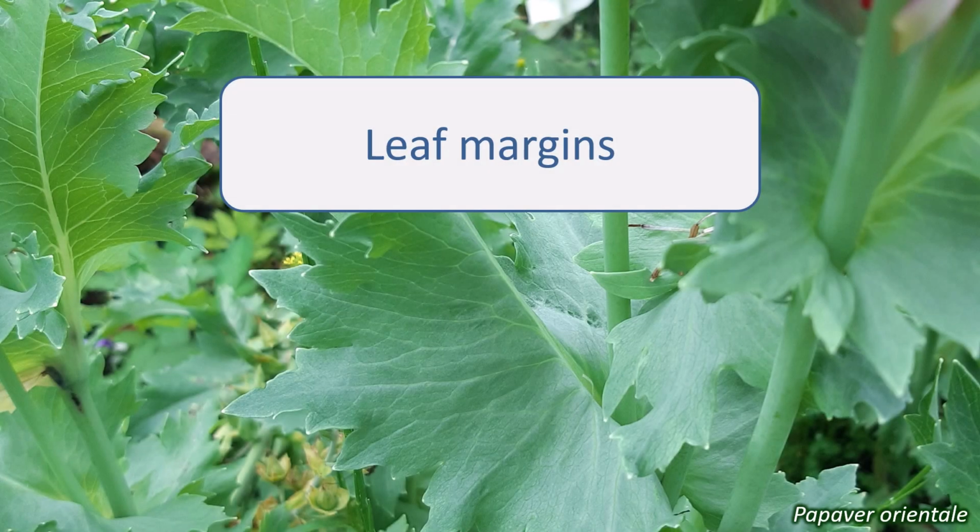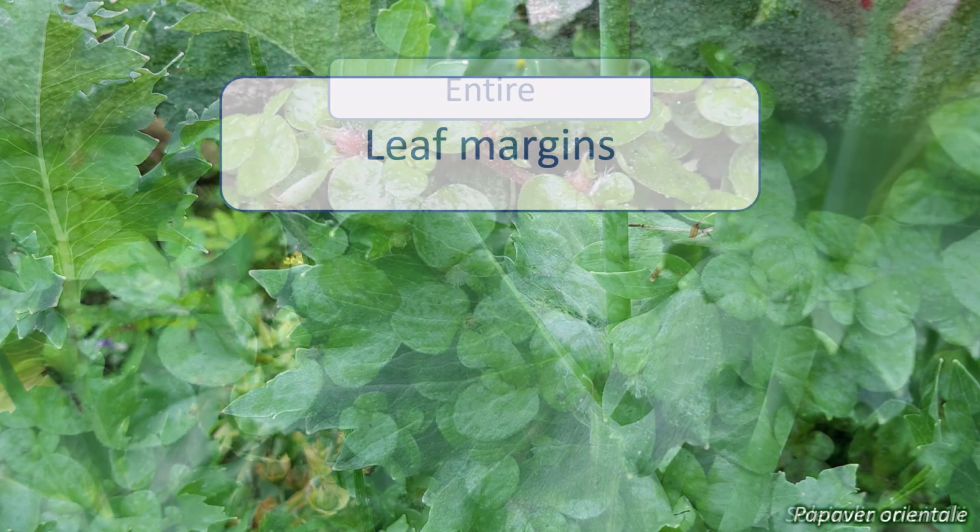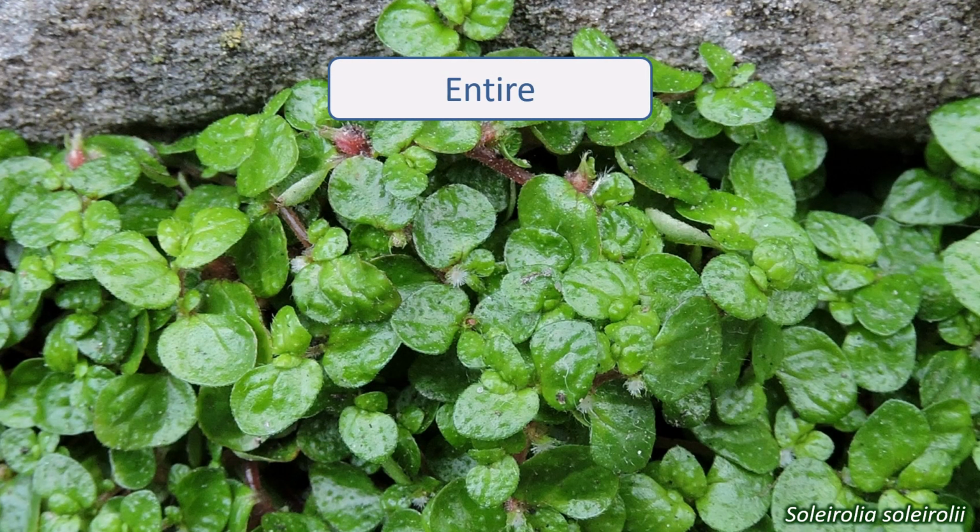Leaf margins are another great clue when identifying plants. The margin is the edge of the leaf, and how smooth or otherwise it is can be a diagnostic feature, that is, a characteristic distinctive for a particular species. An entire margin is smooth with unbroken edges.